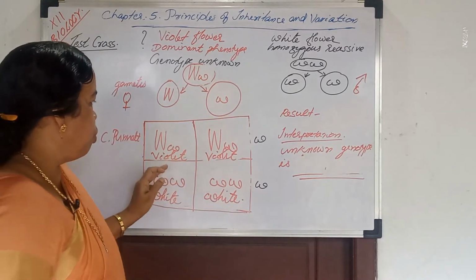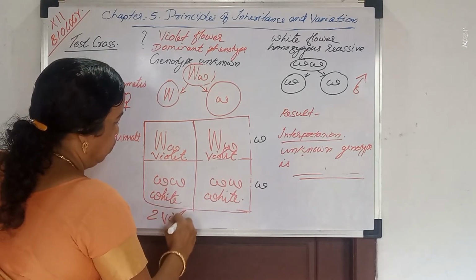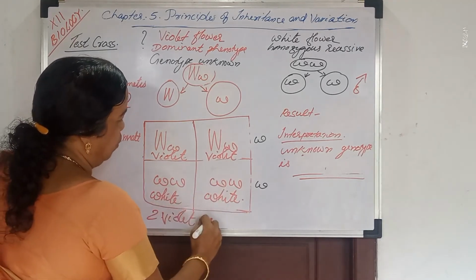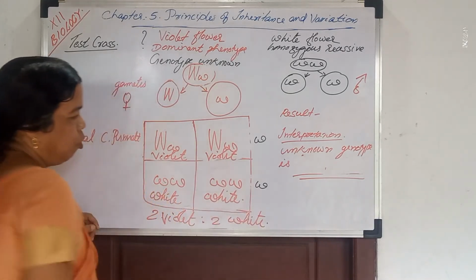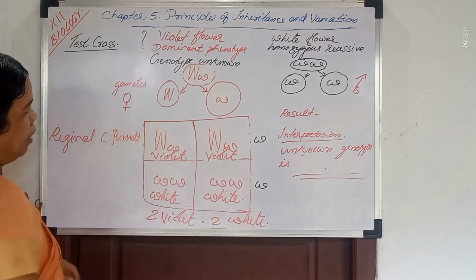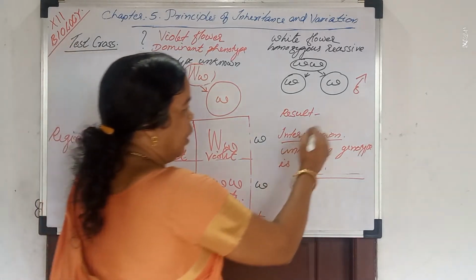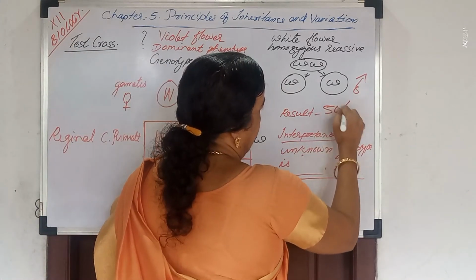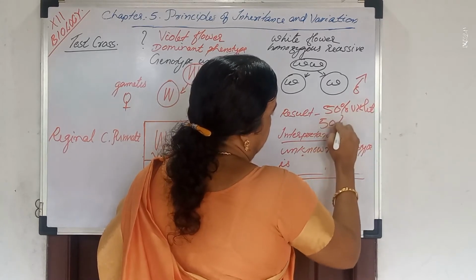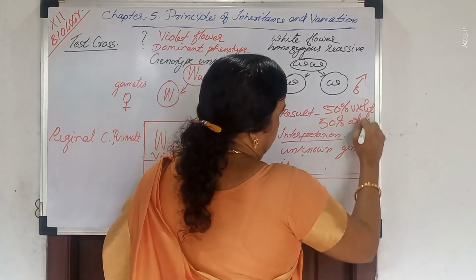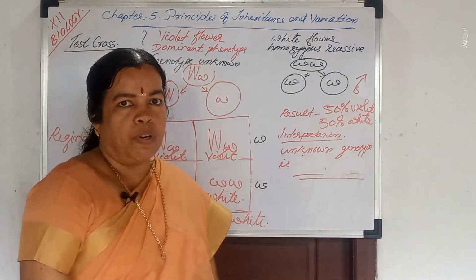Result: 2 violet and 2 white. That is the ratio we are getting here. So the result is about 50% violet and 50% white. Or half of the flowers are violet and half of the flowers are white.